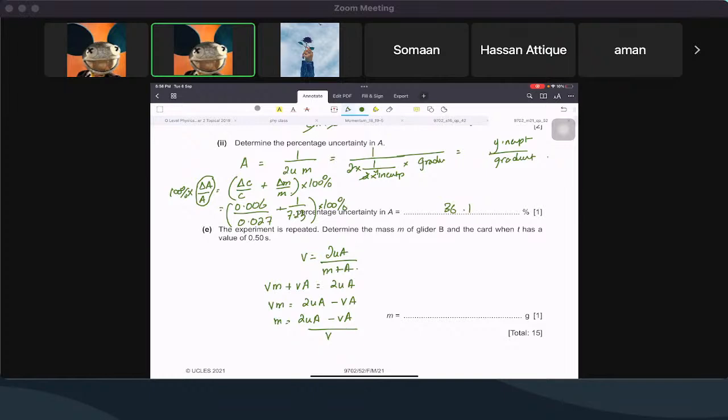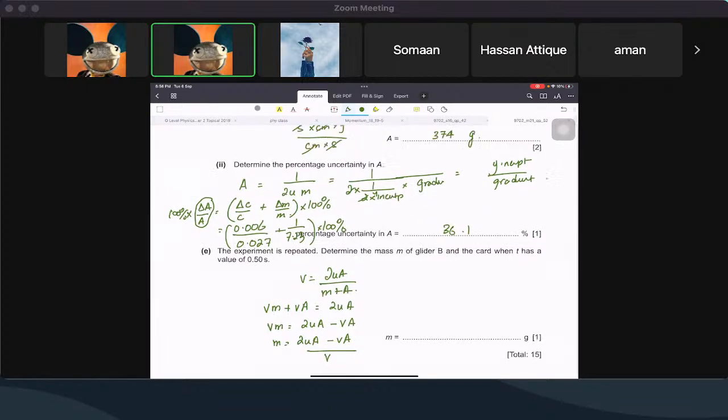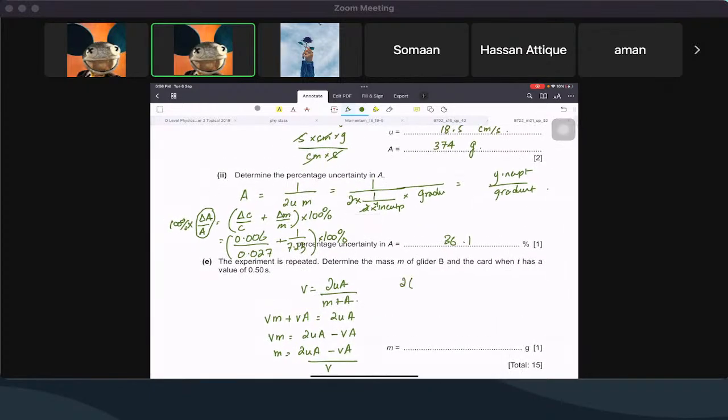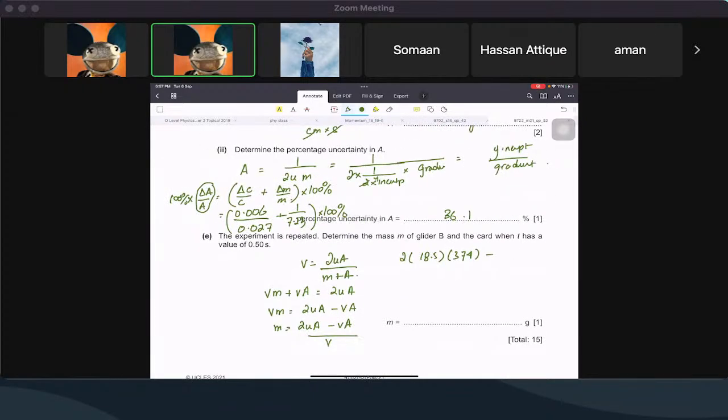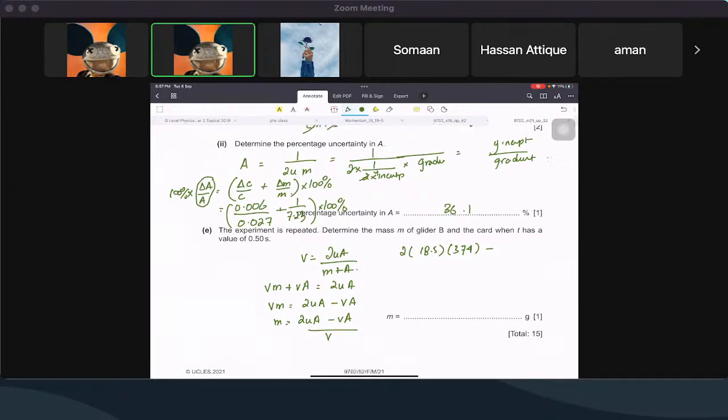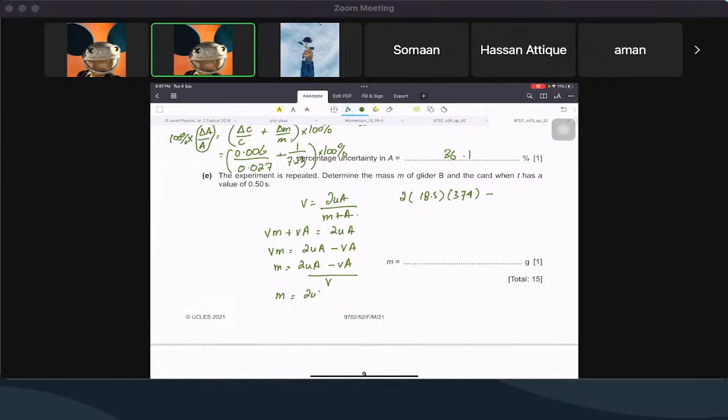Okay, done. Now let's use the correct substitution. You have the value of u, so 2 times u is 18.5, and a was 374 minus v. Did we have v? No way, my friends. Okay, wait, yeah, we do. We can write it as 2ua over v minus va over v, and then v and v cancel out, leaving just a.